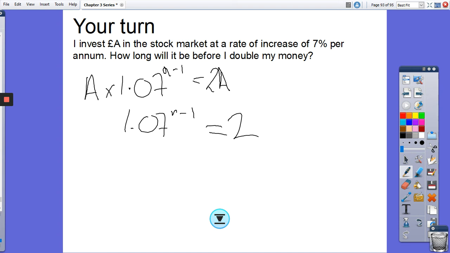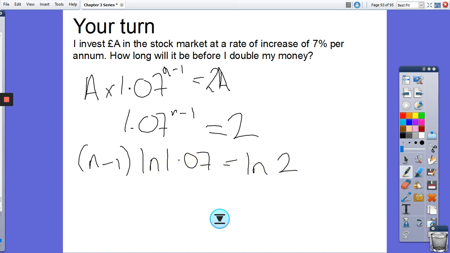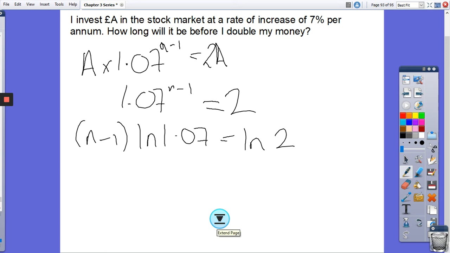What we've got now is a log equation that needs solving. So you've got n minus 1 log 1.07 equals log 2. Divide through and add on, and you get n equals 11.2 years. That's if you count the first year as a point from when you actually stick the money in. So it depends where you define that first year.